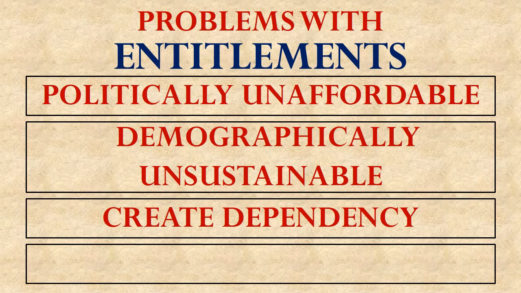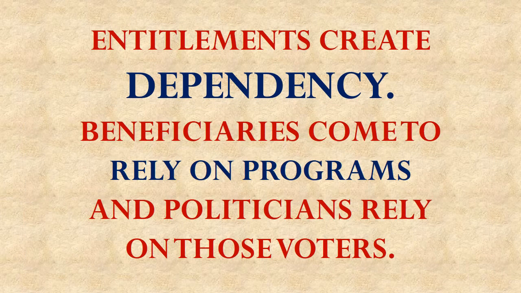Another problem with entitlements that we previously discussed, but I want to emphasize now, is that entitlements create dependency. Now, what do I mean by that? I mean that they create dependency by the beneficiaries of the programs coming to rely upon them. So, for example, an older person who's expecting Social Security doesn't put money into their own retirement fund. And as a consequence, when they get old, if you suddenly took their Social Security away, they would have nothing.